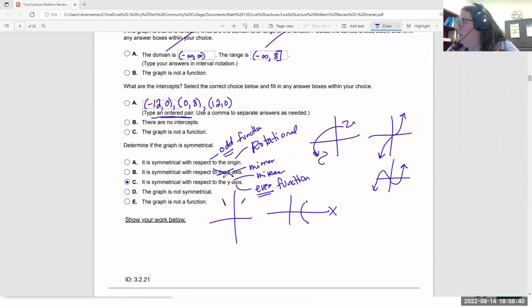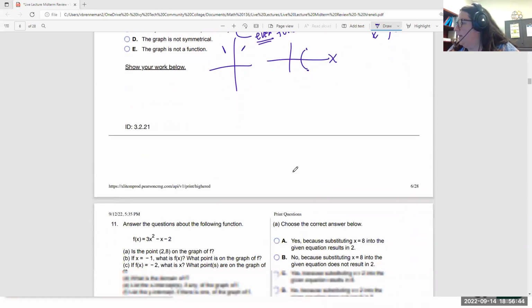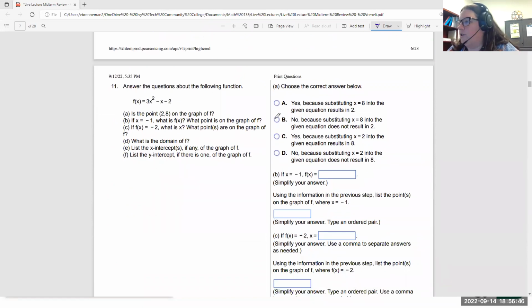So see if I can squeeze one more in here. Looking again at a function question, thinking about points on the graph of a function. But this is one where you're given the equation and asked questions about it. So in this example, we have f of x equals 3x squared minus x minus 2, and it asks different questions. So first, is the point 2,8 on the graph of f?